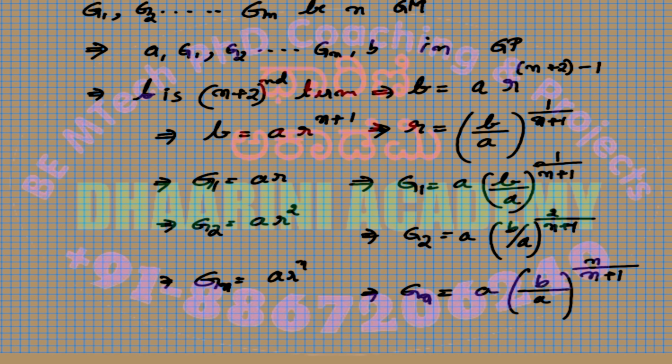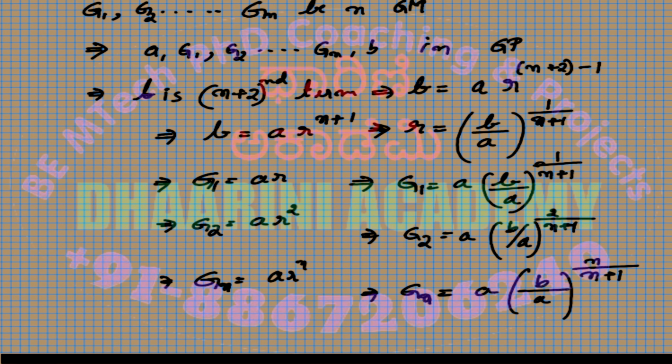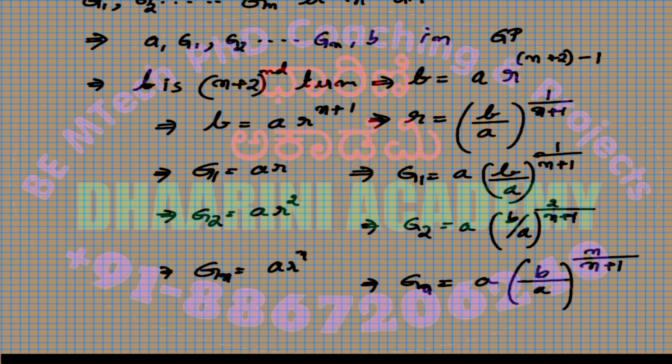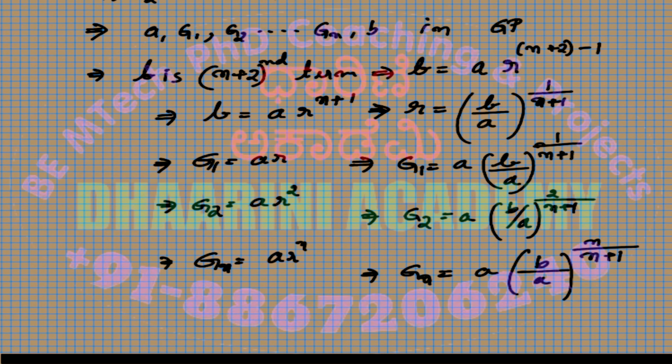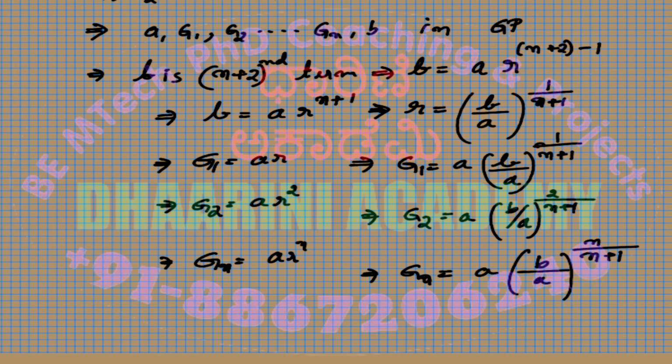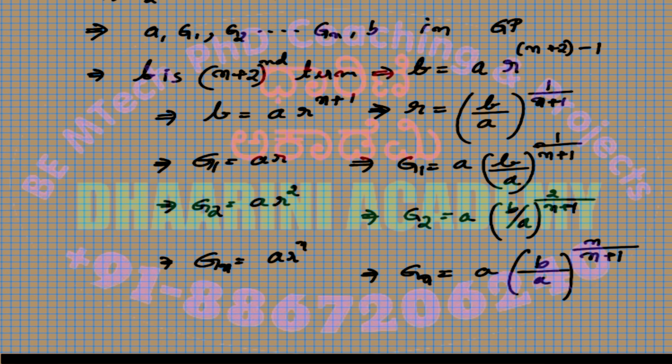Okay, the general equation corresponding to this: any nth term you can calculate using this term. I just have to find out which term I am supposed to find out. Sixth term is G6, eighth term is G8 and so on.